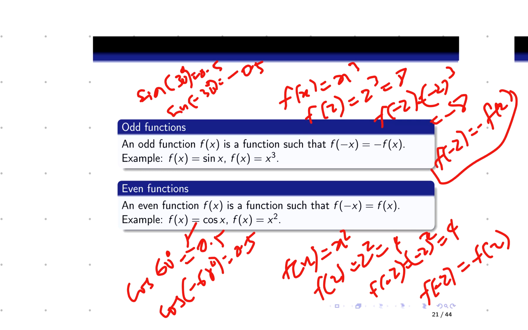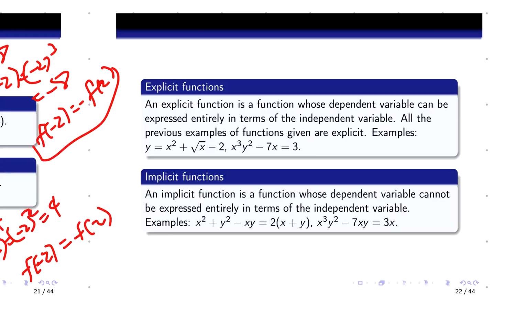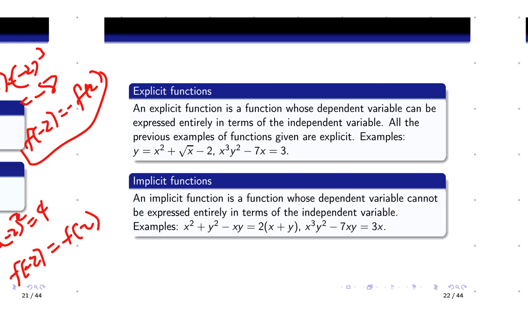Okay, so let's also talk about explicit and implicit functions. Most of the functions we have been seeing so far are explicit, because an explicit function is a function whose dependent variable can be expressed entirely in terms of the independent variable. All the previous examples of functions given are explicit. Anywhere you can write y is equal to something, and there's no y again on the right-hand side, that is an explicit function. For instance, y equals x squared plus root x minus 2. This is explicit because you don't have y on the right.